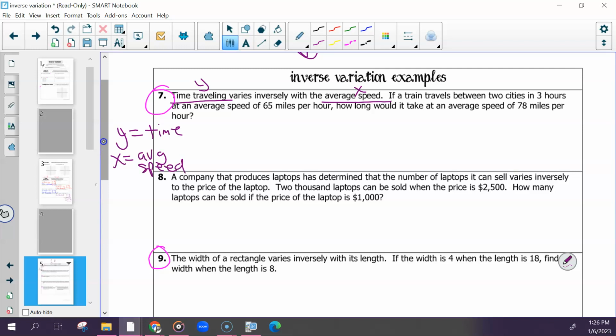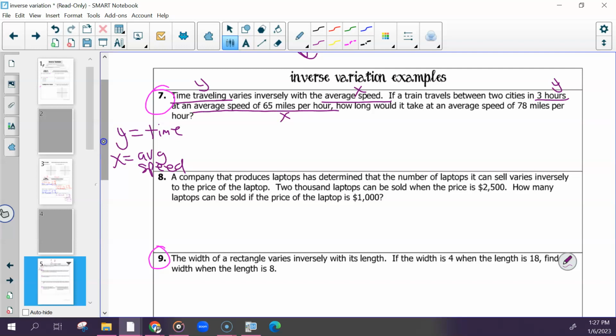So y would be our time, x would be our average speed. Here you'll see words like varies inversely, inversely proportional, things like that. So if a train travels between 2 cities in 3 hours, so that would be your time, your y, at an average speed of 65 miles per hour, your x.